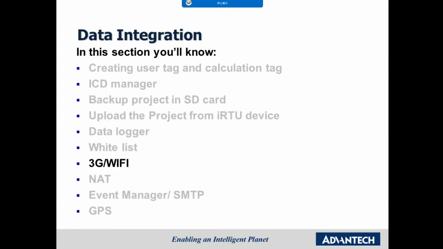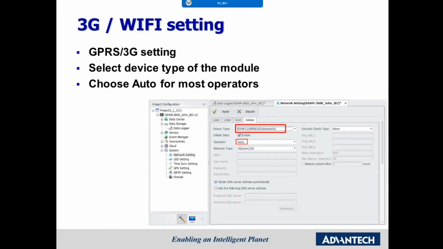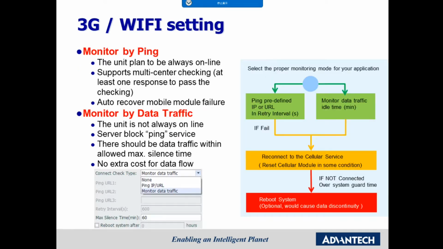We introduce 3G Wi-Fi network settings as below. For GPRS 3G settings, user selects device type of the module. Choose Auto for most operators. If it cannot work, we set up as the next page.